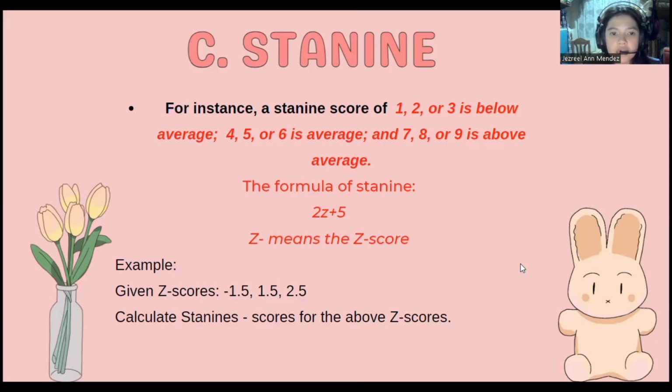4, 5, or 6 is considered ordinary or average. 7, 8, or 9 is rated above average. So the stanine score indicates a child's overall level of achievement: below average, average, or above average.